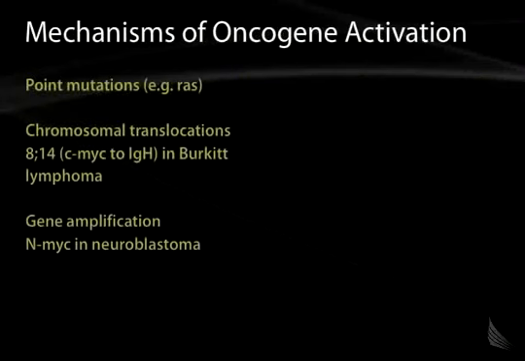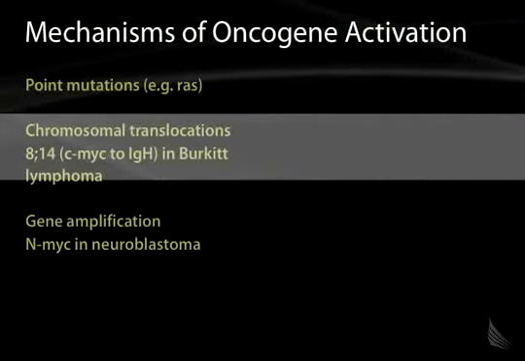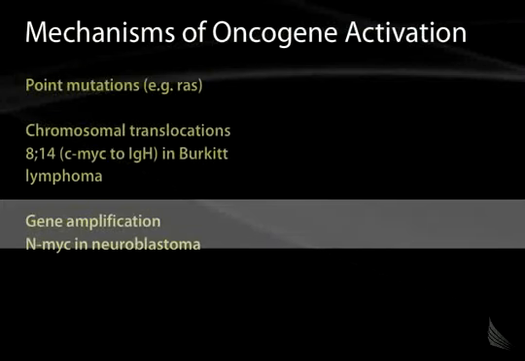How does one go from a proto-oncogene to an oncogene? Well, there are things that can be involved, such as point mutations that are involved in the RAS gene, chromosomal translocations, such as the 8;14 translocation that is involved in the development of Burkitt's lymphoma, and also gene amplification, such as what one sees with the amplification of NMYC in neuroblastoma.